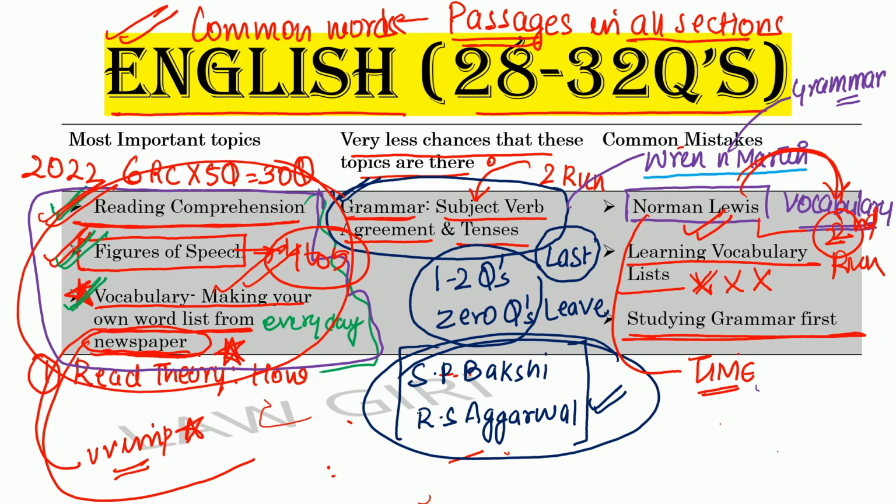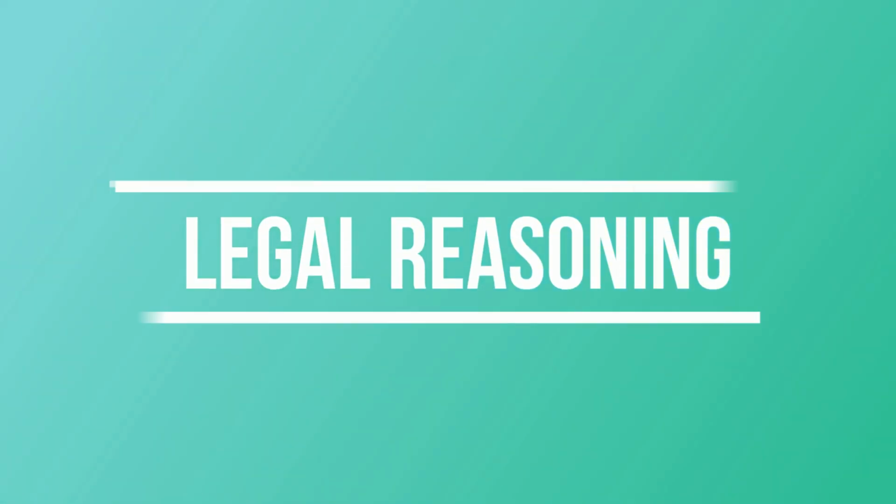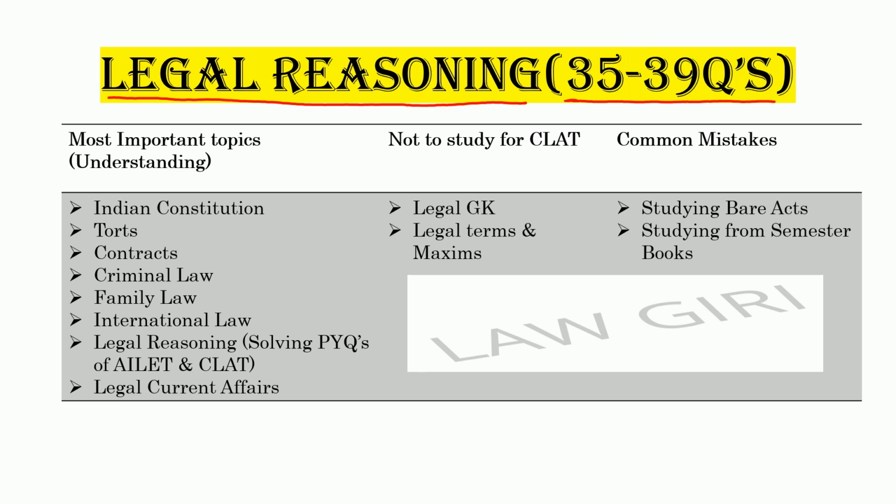But you should be clear when it comes to the syllabus part. Okay. Legal reasoning. Your legal reasoning is going to have around 35 to 39 questions. So, most important things. Now here I want to tell you the most important topics. Understanding is very important. Learning is not required.